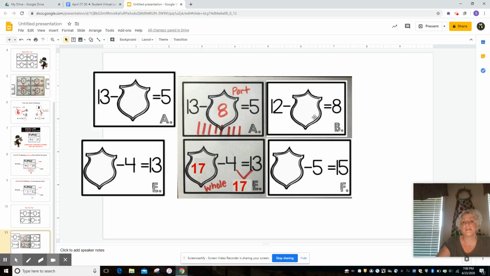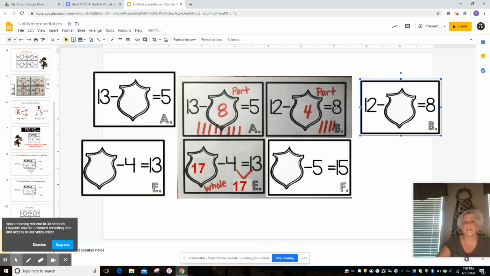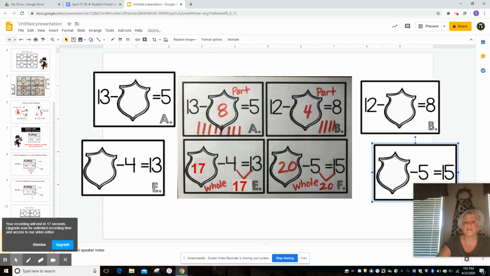All right, 12 minus something equals 8. I know my whole, but I'm going to start at that part of 8 and count up to 12 to see what part is missing. That's how I did it. 8, 9, 10, 11, 12. So 4 was the part that was missing. Here I know both of my parts. So all I have to do is add 15 plus 5. That's an easy one. I know that's 20. So my whole that's missing is 20.